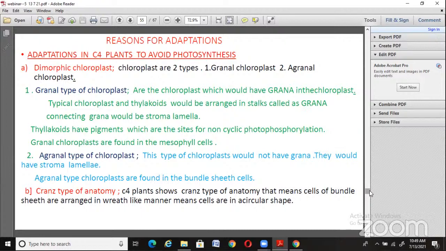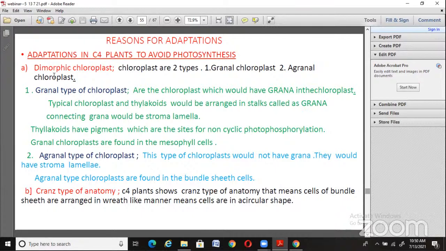Then let us discuss the reasons for adaptations. C4 plants show some adaptations. What are those adaptations and how do they help in avoiding photorespiration? There are two important adaptations in C4 plants. Number one, dimorphic chloroplast, and the other is Kranz type of anatomy in the leaf. So these are the two important adaptations in C4 plants.